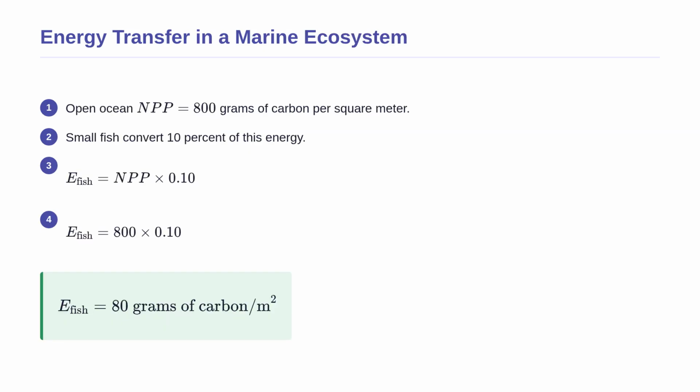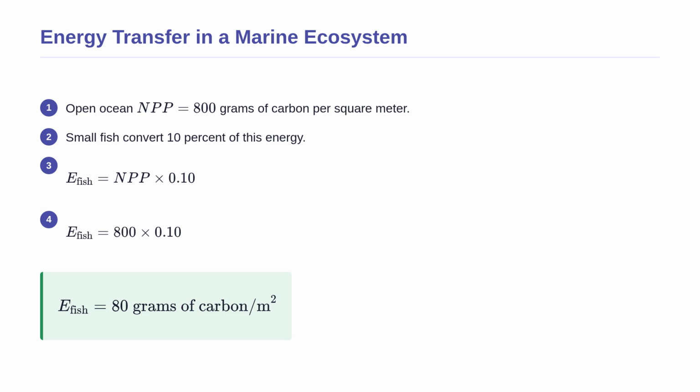Before we conclude, let us apply this secondary productivity formula to an aquatic ecosystem type, specifically the open ocean. We are given that microscopic plants in a certain patch of the ocean have a net primary productivity of 800 grams of carbon per square meter. Small fish eat them, but only convert 10% of this energy into their own body mass. We want to find how much energy is actually stored in the fish.